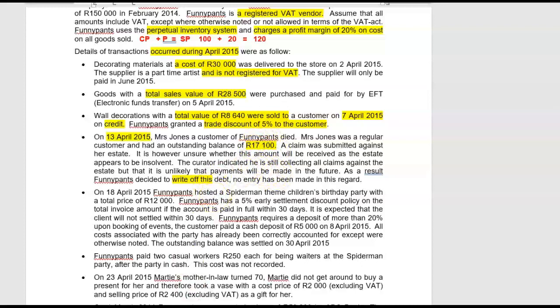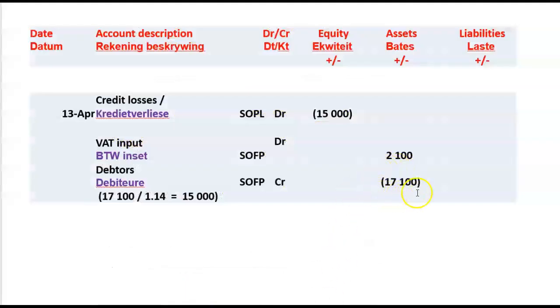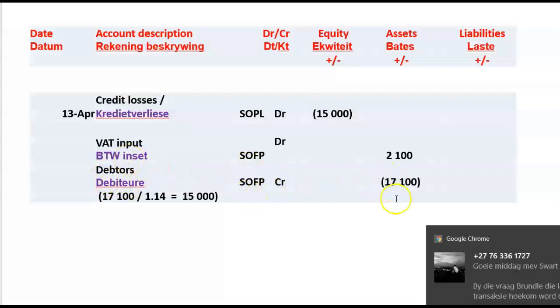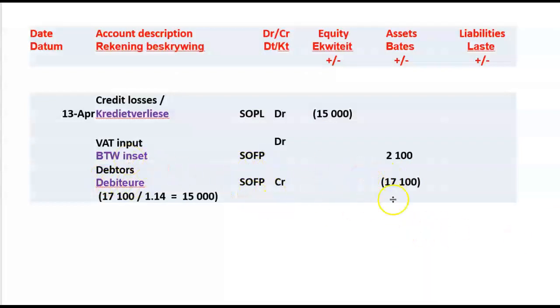We're going to credit our debtors account with the full amount we want to write off. Debtors account, statement of financial position, 17,100 Rand. Included in that amount, divided by 1.14, multiplied by 14%, gives us the VAT that we can claim back now. So now it's VAT input under our assets, debit, statement of financial position, 2,100.